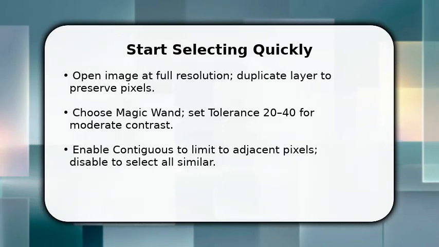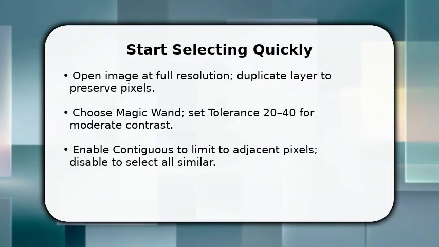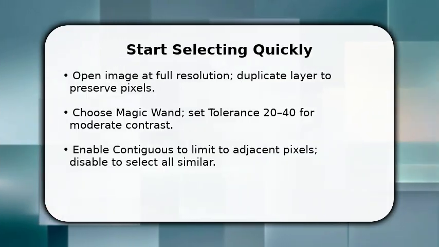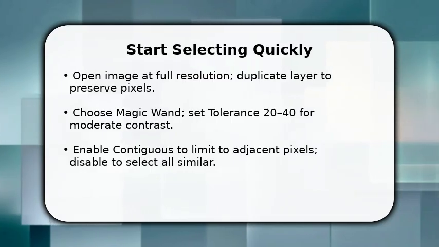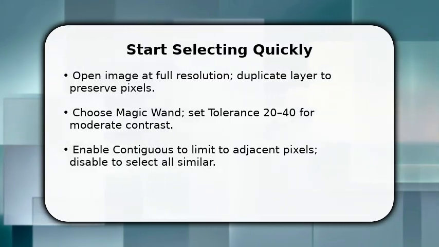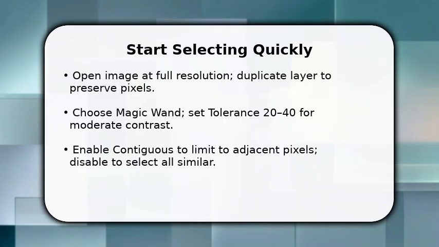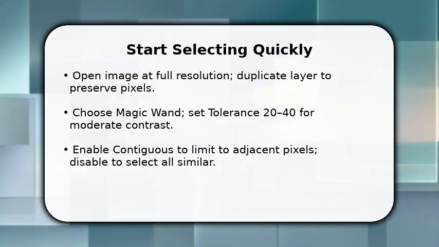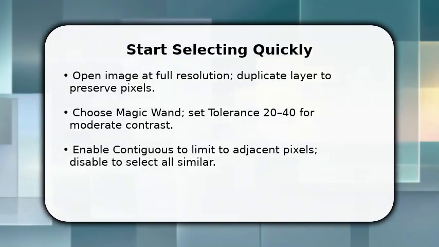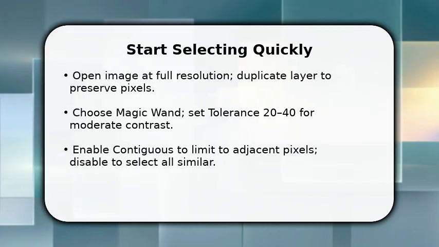You start by duplicating the layer so you can always undo non-destructive edits. Then pick the magic wand tool and set tolerance between 20 and 40. This controls how many similar colors are included. Make sure contiguous is on if you want only touching areas. Turn it off to capture every similar tone across the whole image.